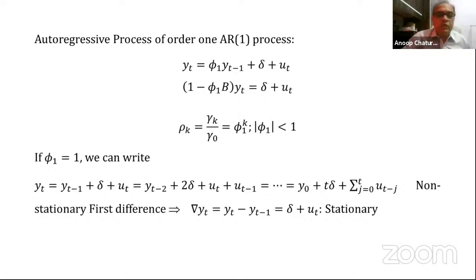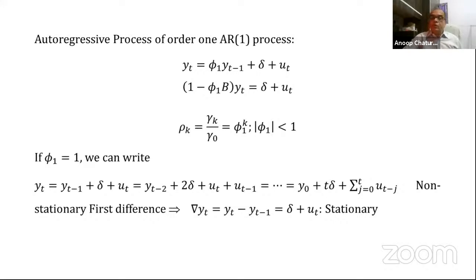Many of you may know that this is a random walk model. And second thing, the error term is the sum over j equal to 0 to t of u_(t-j). So with lag, the impact of u_(t-j) on y_t does not decrease. So it has a long-term effect. Any shock present in the time series has long-term impact.